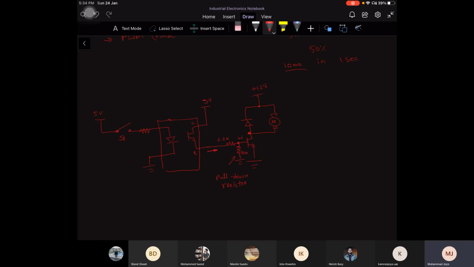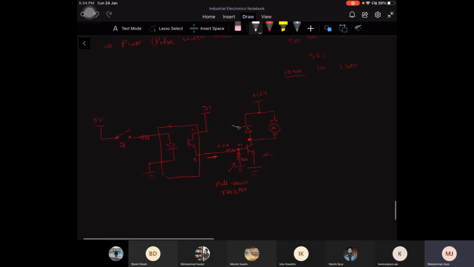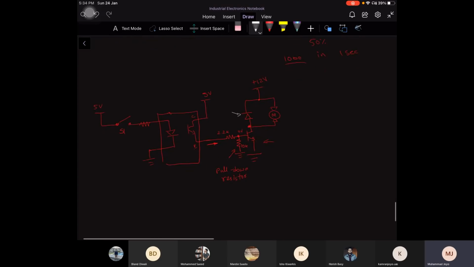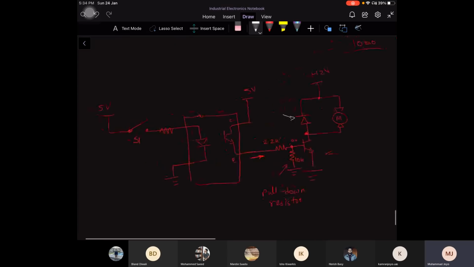Here I have attached the motor to the collector of this transistor. There is one thing a little bit odd over here, which is this diode. I have attached this diode in a reverse position, and why is that? There is a reason behind it. I'll come to that later on, but just let us see the working of this circuit.